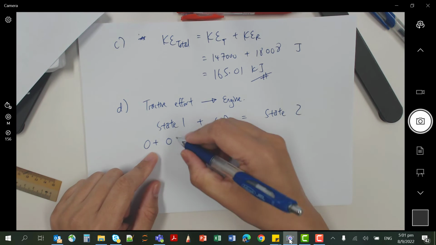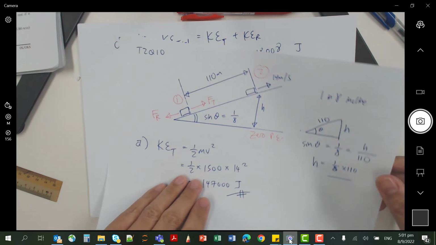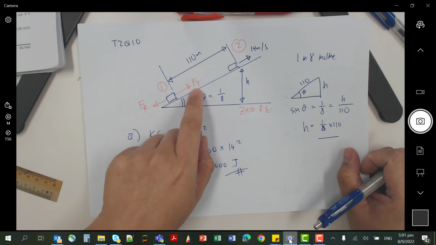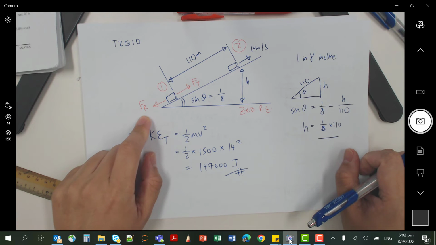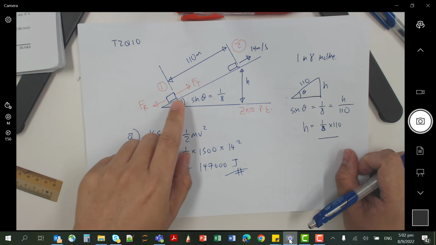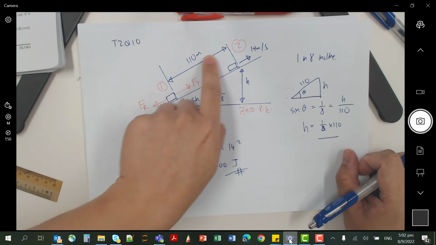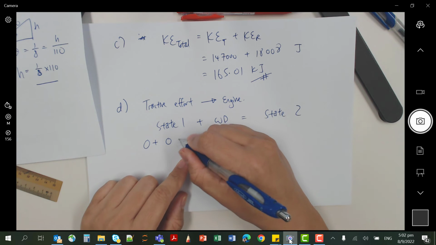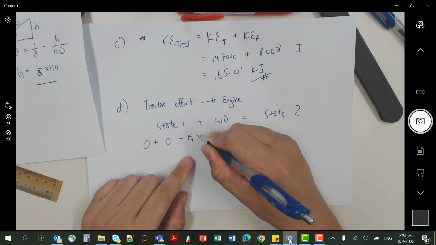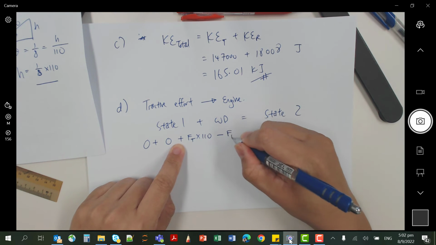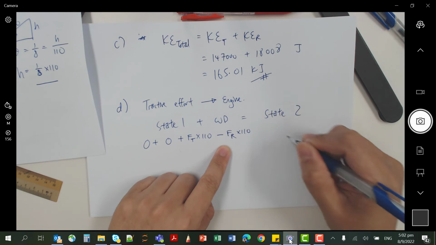Work done: you have two, because there's one engine force and there's one resistance force. Engine force adds to the energy of the vehicle. Resistance force reduces the energy of the vehicle. So this is plus, this is minus. Work done will be force times distance. So in this equation it will be engine force times 110, minus friction times 110.